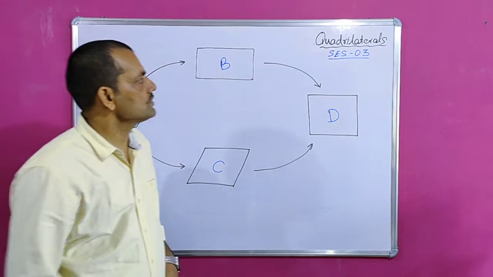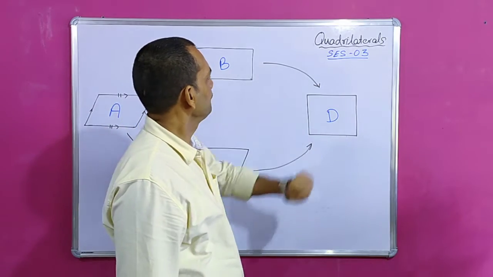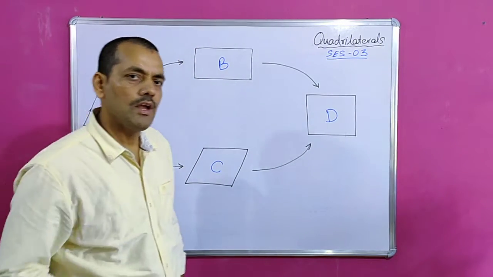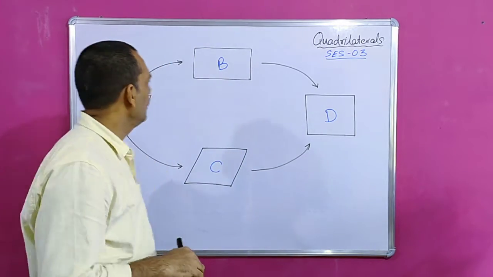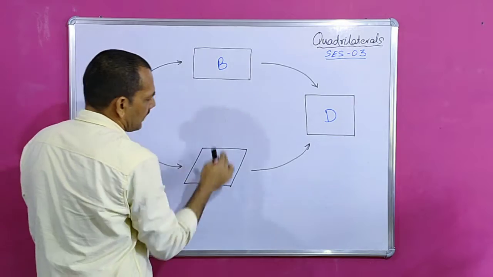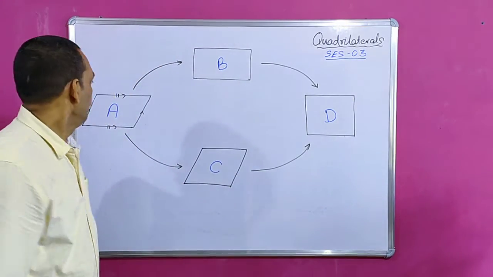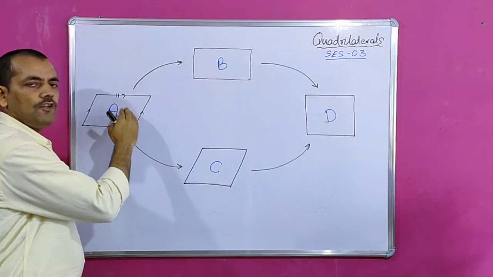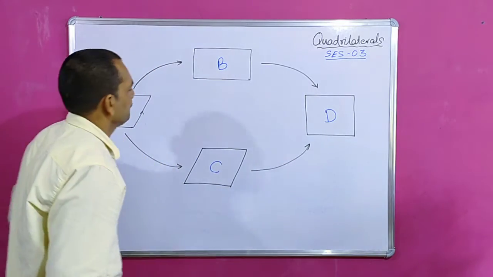Continuing from the previous session on quadrilaterals, this is the third session. In the previous two sessions, first we learned about quadrilaterals, and second, parallelograms. In the third, I have drawn four quadrilaterals A, B, C, D on the board, where A is a parallelogram. So, what modifications in a parallelogram will result in these three quadrilaterals?